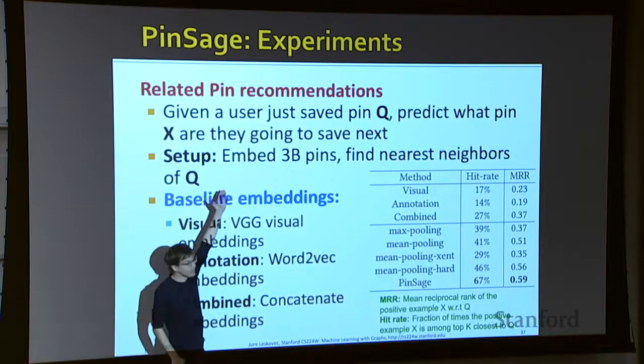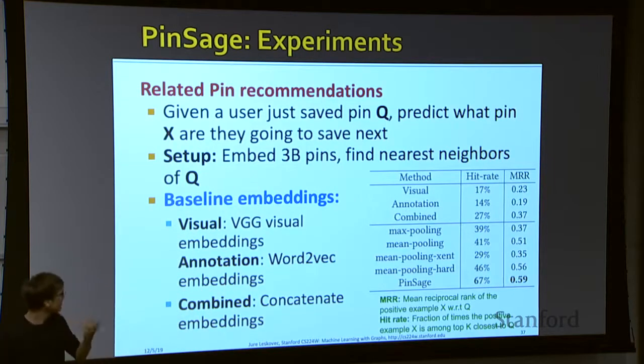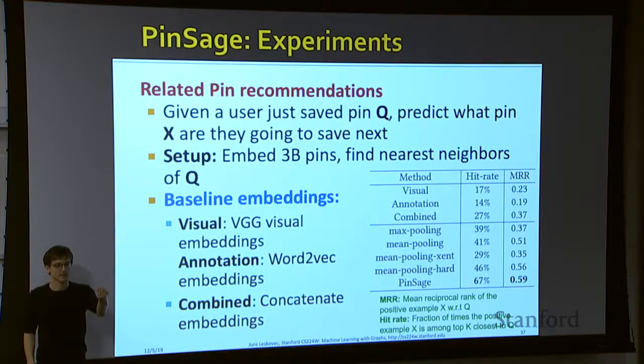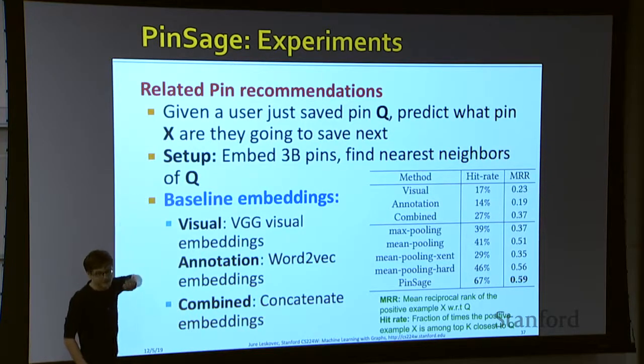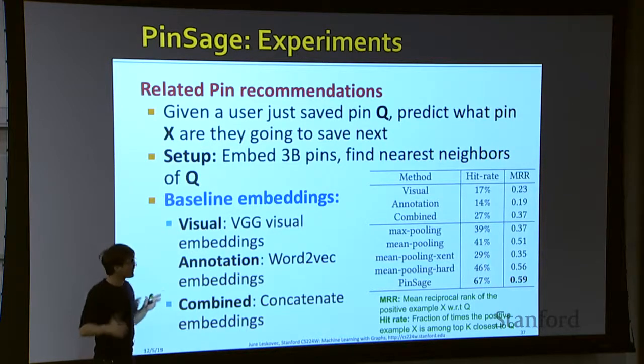So how are we evaluating this? We say you are looking at pin Q, and I want to predict what pin you are going to save next. Okay? And that's the pin X. And now I'm asking, if I now measure the distance between Q and every other pin, how highly ranked is X? Okay, that's my question.